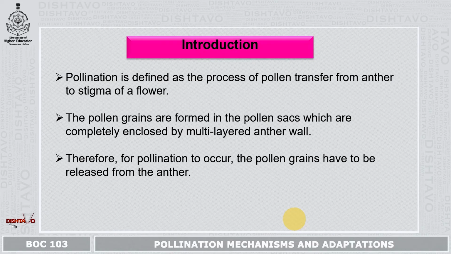So students, let us start with today's module, that is pollination mechanisms and adaptations. Pollination is defined as the process of pollen transfer from anther to the stigma of a flower. The pollen grains are formed in the pollen sacs, which are completely enclosed by a multi-layered anther wall. Therefore, for pollination to occur, pollen grains have to be released from the anther.